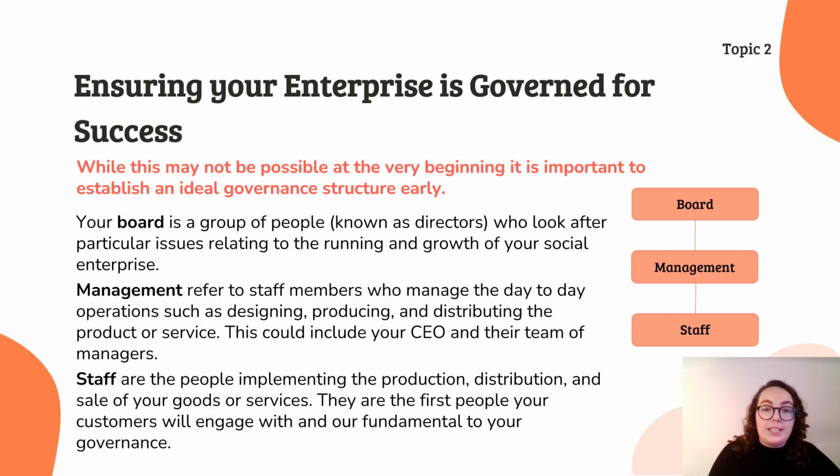The board will feed information down to your management. They refer to the team who manage the day-to-day operations, such as designing, producing, and distributing the product or service. This could include your CEO and their team of managers. Staff are the people implementing the production, distribution, and sale of your good or service. They are the first people your customers will engage with and are fundamental to your governance.